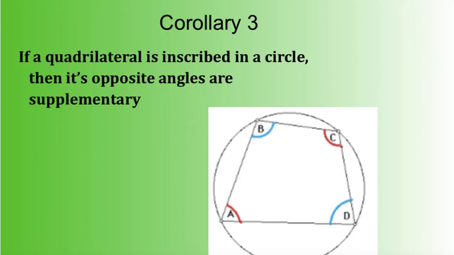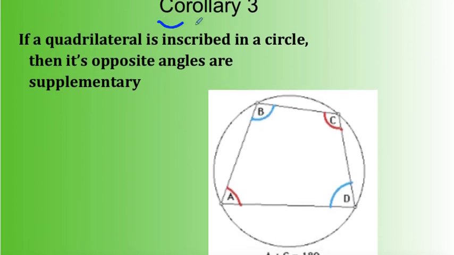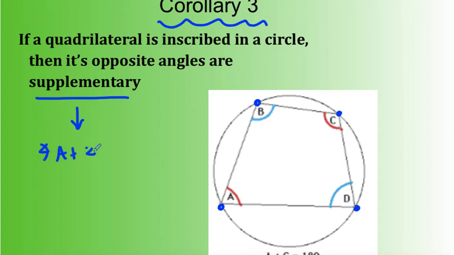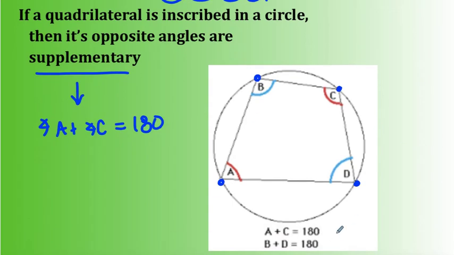All right, last thing I want to talk about is corollary number 3. We're going to talk about this one because it's really cool. If a quadrilateral is inscribed in a circle, that means all 4 vertices of the quadrilateral, the 4-sided figure, are on the circle. Well, then the opposite angles are supplementary. And remember, supplementary means 2 angles that equal 180 degrees. So angle A plus angle C will equal 180, and B plus D will equal 180.